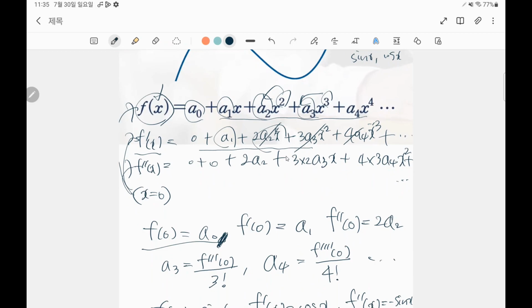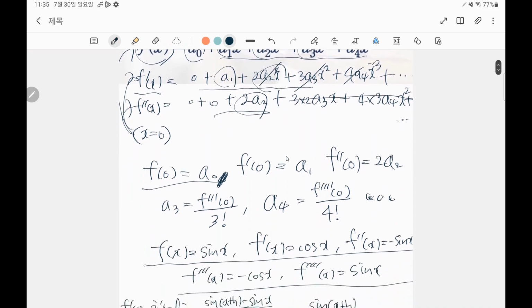So f(0) equals a0, f prime of 0 equals a1, f double prime of 0 equals 2a2, because these higher terms go away. And similarly, if you differentiate multiple times, you get a3 equals f triple prime of 0 over 3 factorial, and a4 is f fourth prime of 0 over 4 factorial, and so on. So if you can calculate what f(0), f prime of 0, f double prime of 0, f triple prime of 0 are, you get the coefficients easily.